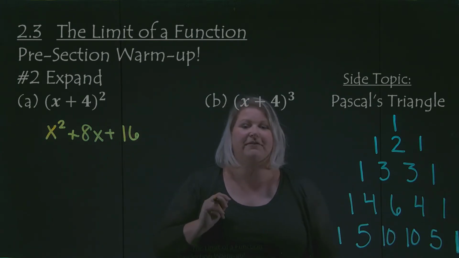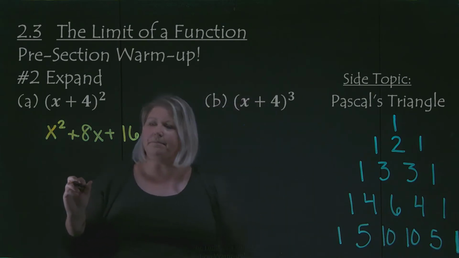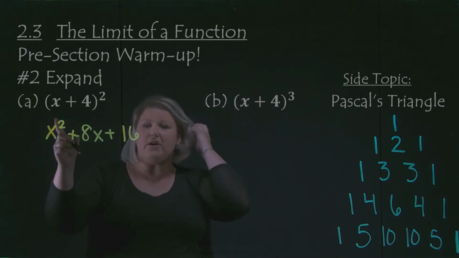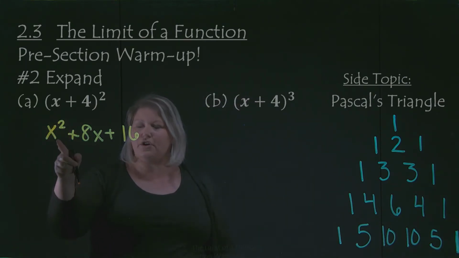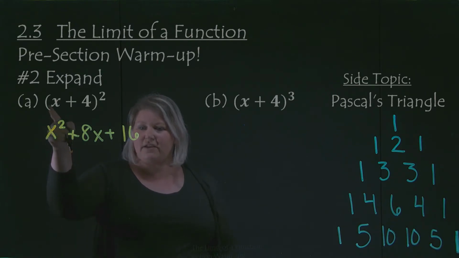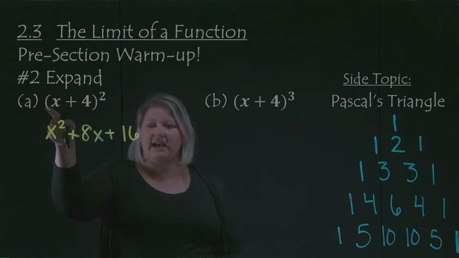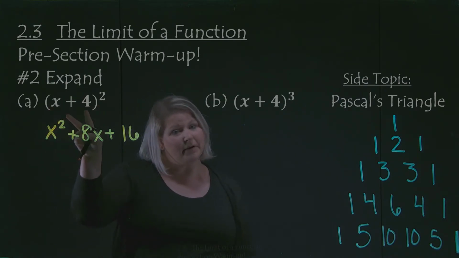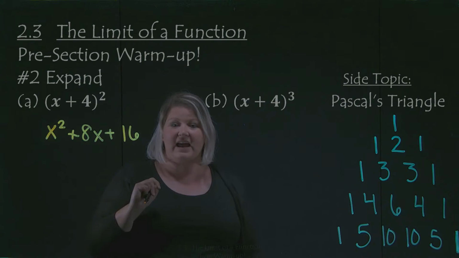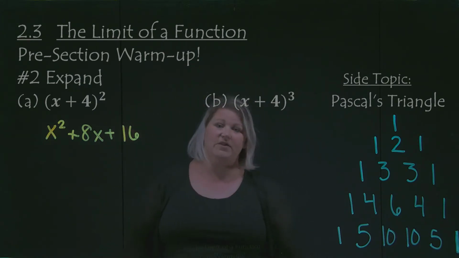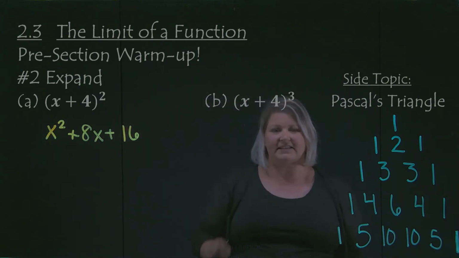If you don't believe me, FOIL it out. But the idea is that if you have a binomial and you're going to square it, you're going to get the first value squared. So x times x is x squared. Then you're going to have to do 4 times x times 2 because you have double. Okay, so that's going to give you 8x. And then 4 times 4 is going to give you 16. That's going to be that.